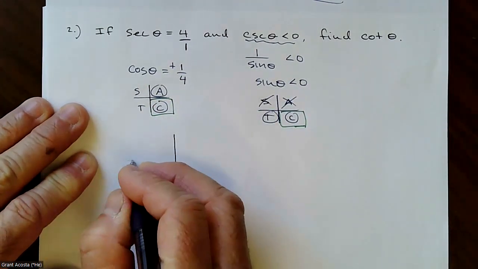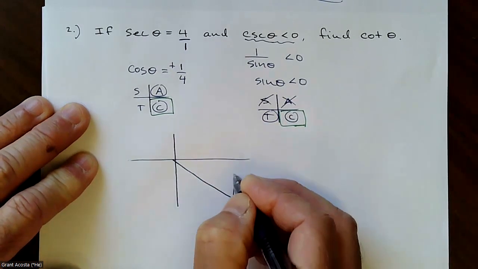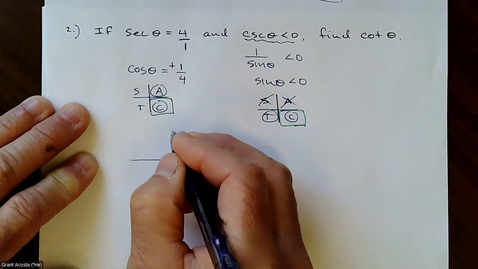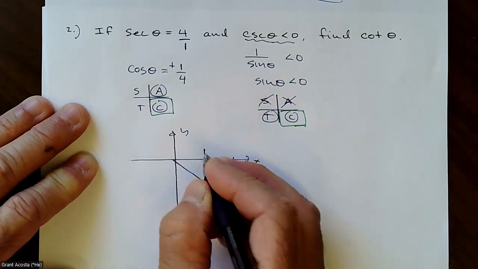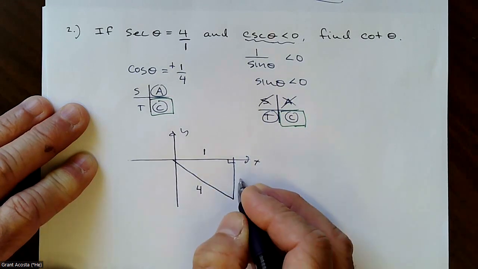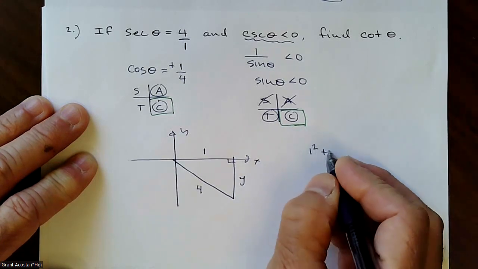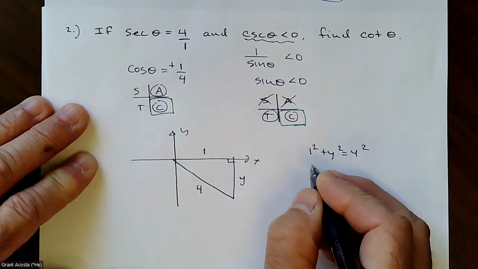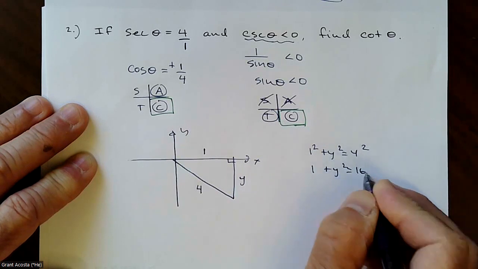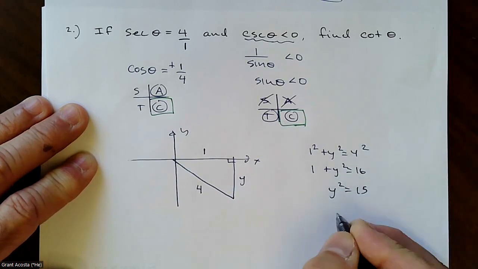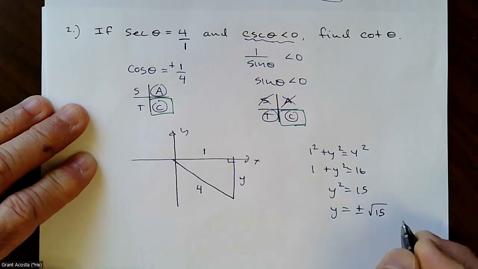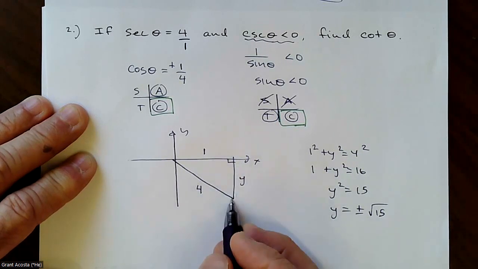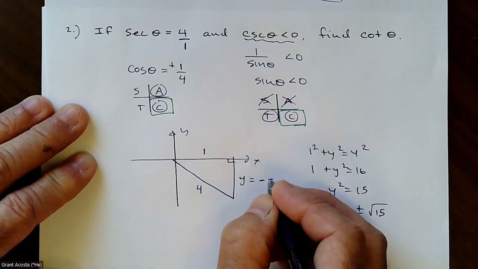So then I can just draw my triangle in the fourth quadrant. Cosine doesn't have to be to scale, so cosine would be adjacent over hypotenuse. I need to figure out this other side here. Let's call it y. 1 squared plus y squared equals 4 squared. I isolate y squared, I get 15. So once again, y would be plus or minus the square root of 15. Since y is going down, we're going to make y negative root 15.